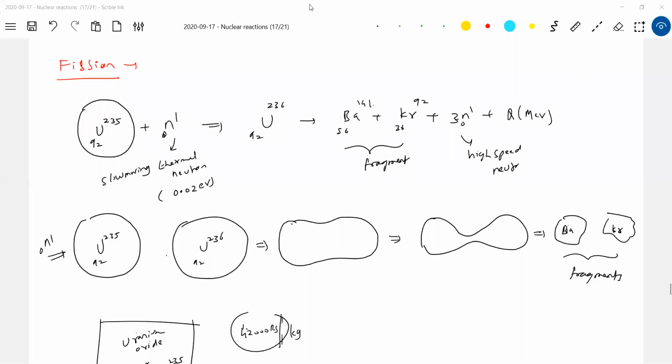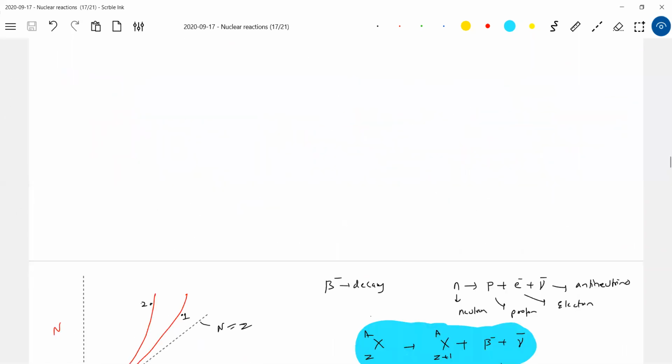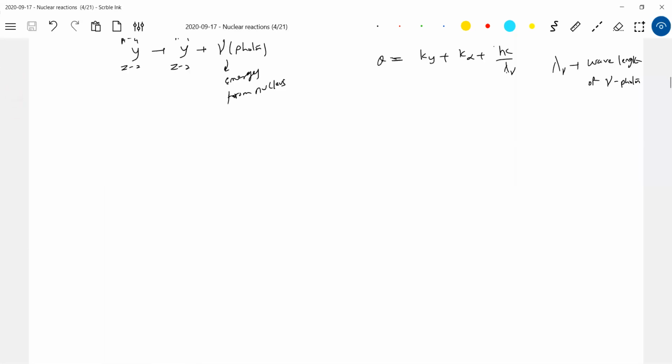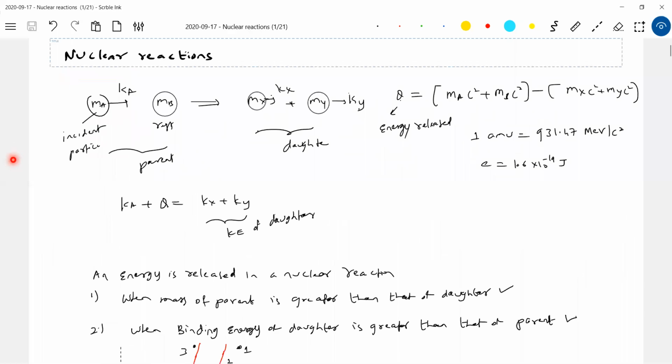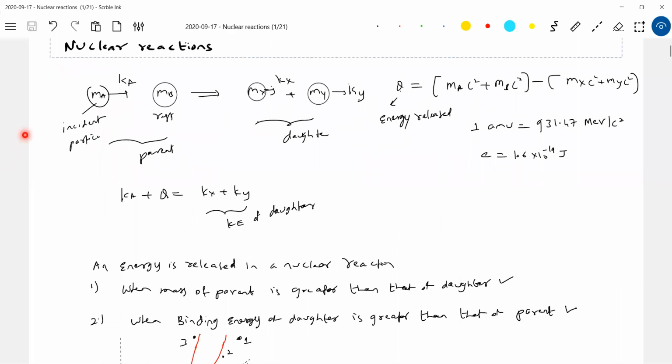Sir, can you open the first page? Sir, it should be Q equals Kx plus Ky, no, sir. What is the problem? The incident particle will also come with kinetic energy, no? Total energy should be conserved.